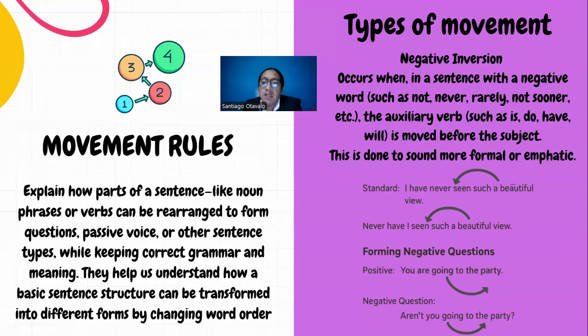And also we can use it with questions. For example, a positive sentence is, you are going to the party. And the negative question using this negative inversion is, aren't you going to the party?